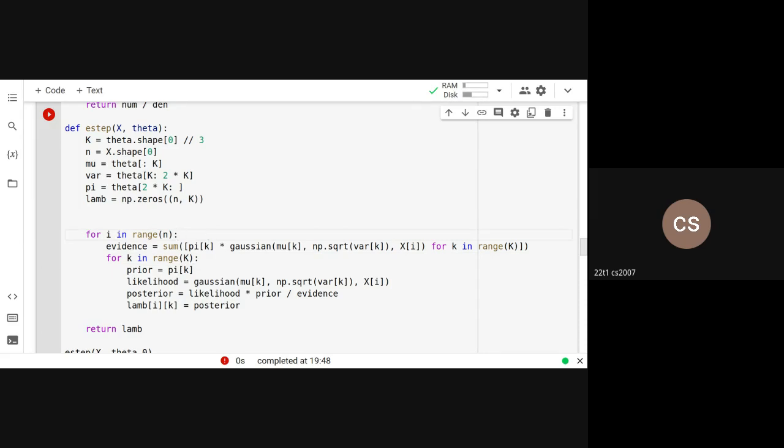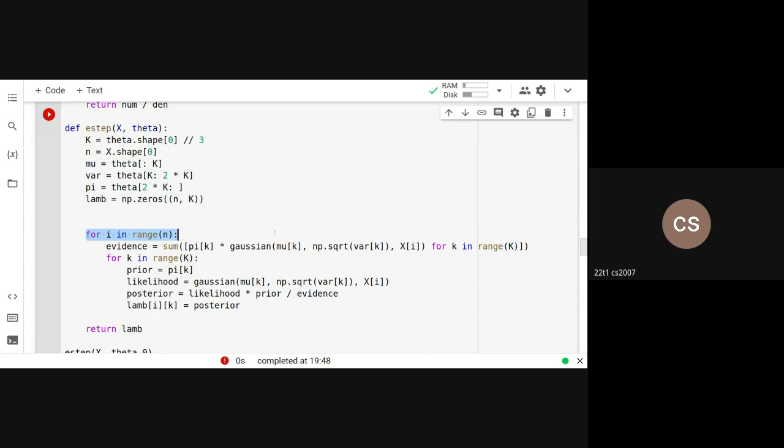So what is the evidence? Let's take a minute to understand the evidence. For a given point, it's the density of the point, right? In the GMM. So do you get why the evidence should be inside this loop?